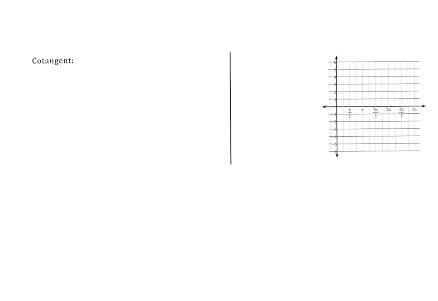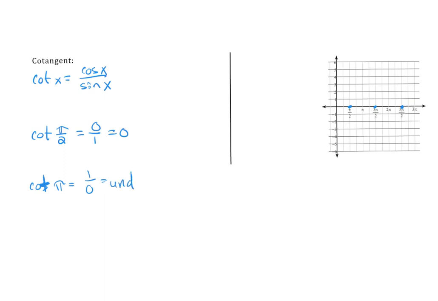Okay, once you understand the tangent function, the cotangent is pretty easy. So cotangent of x is cosine of x over sine of x. So if we think about cotangent of pi over 2, it kind of flips. This is 0 over 1, which is 0. So pi over 2, that's where it crosses. And then if we look at cotangent of pi, that's 1 over 0, which is undefined. And it's also 0 here.